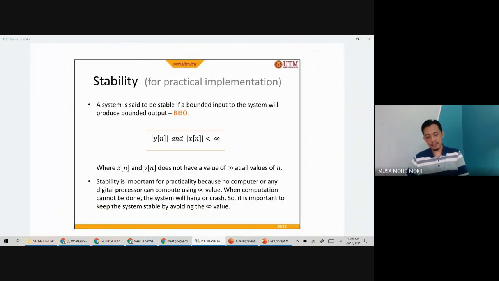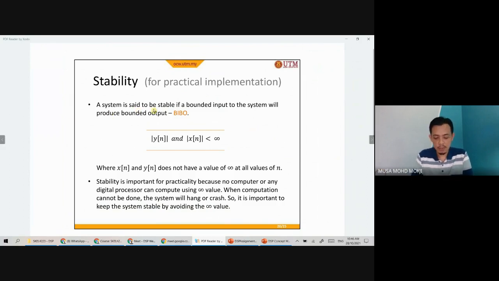And this is the fourth characteristic, which is stability. Again, this is for practical implementation. If the system is not stable, even the name is quite obvious, it's not good. We need to make sure that the system is stable. So how do we define stability?